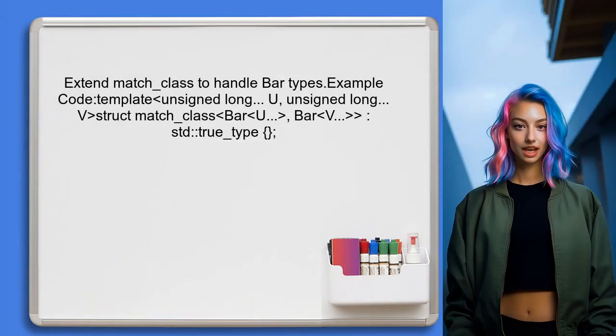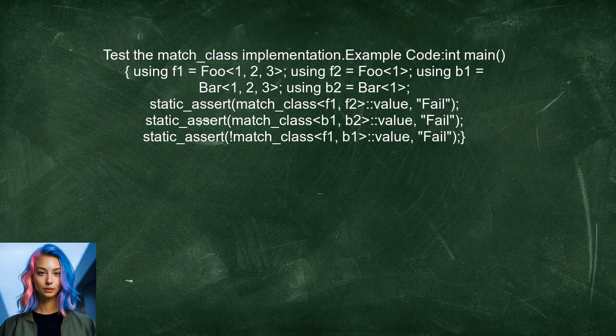Now, the user can extend the match class struct to handle the bar types as well. This will complete the implementation and ensure that the type trait works for both struct types. Finally, the user can test the match class implementation with the provided static assertions in the main function. This will confirm that the type trait behaves as expected.